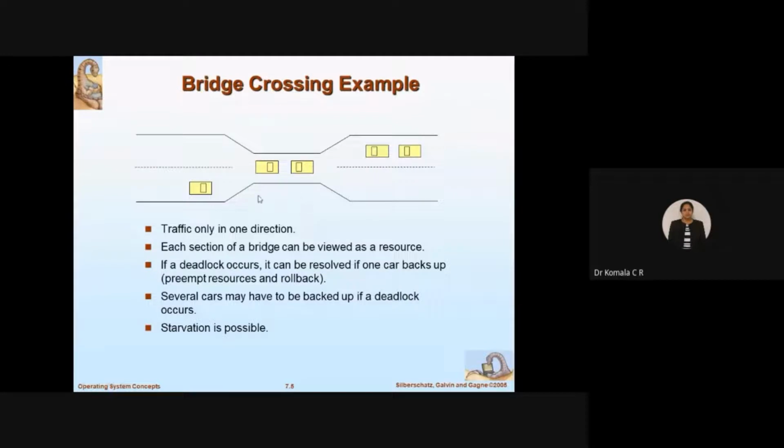If the right side vehicles are not ready to release the bridge for the left side vehicles, and at the same time the left side vehicles are not ready to release the bridge for the right side vehicles, then obviously they are in a waiting process. They will be waiting for a long time, maybe indefinitely. They are in a loop. That situation is known as starvation, right?